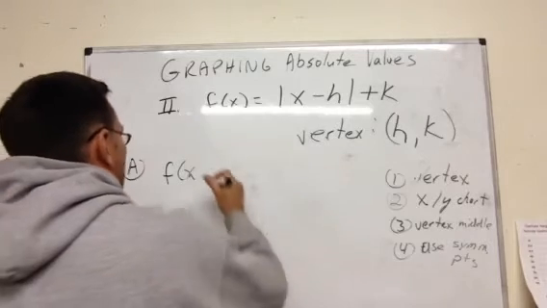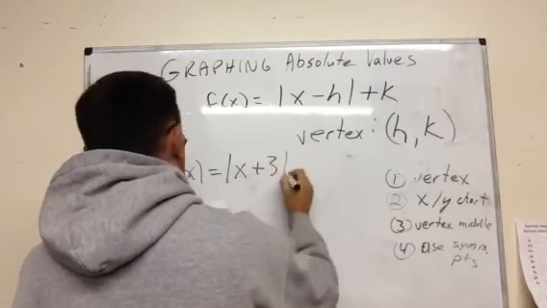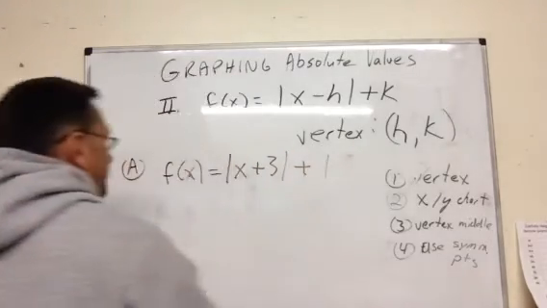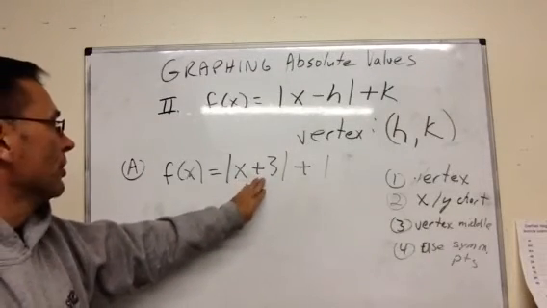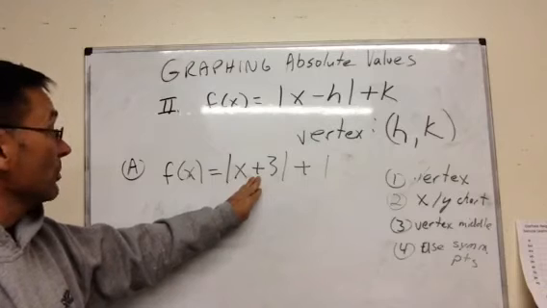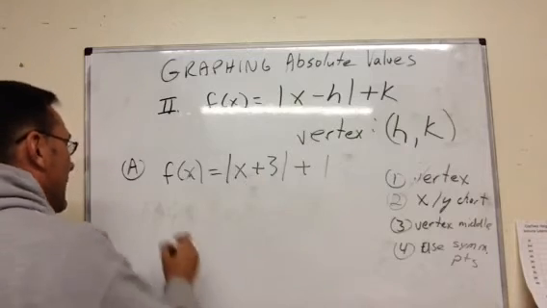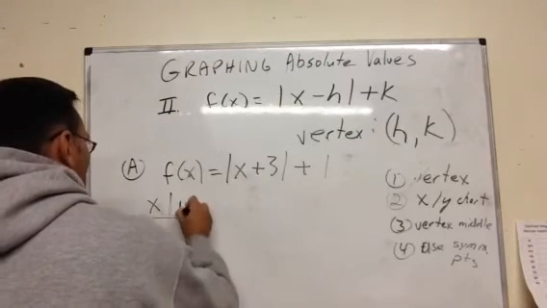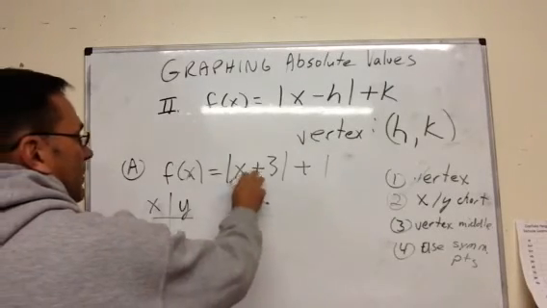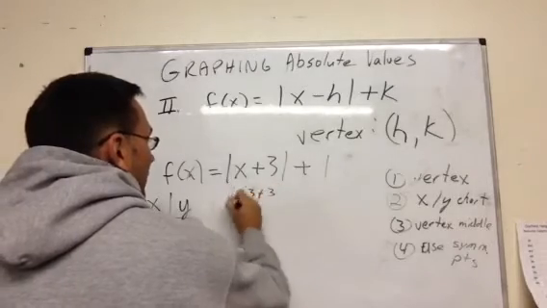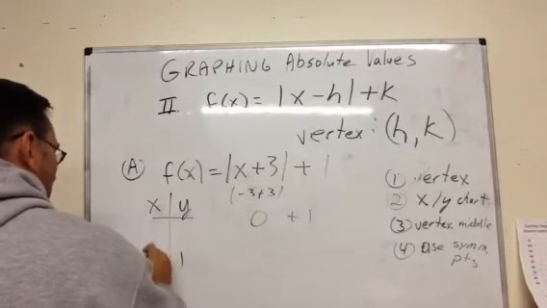So let's say we have f of x equals absolute value x plus 3 plus 1. Find your vertex. What's going to make this equal to 0? What number? If you tell me 3, 3 plus 3 is not 0. It's going to be a negative 3. I'm going to put that in the middle of my XY chart. And then negative 3 plus 3 is 0. 0 plus 1 is 1. Negative 3 comma 1 is the vertex.